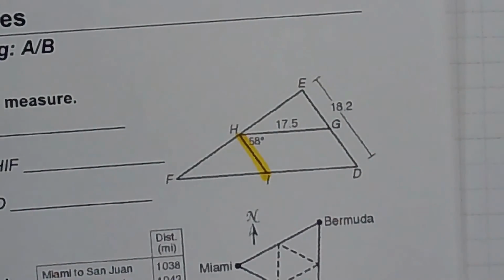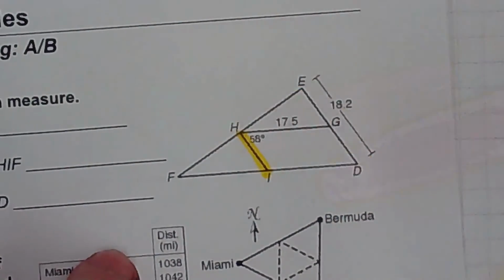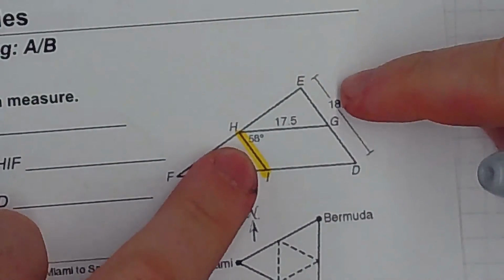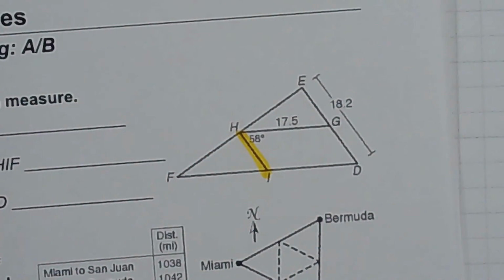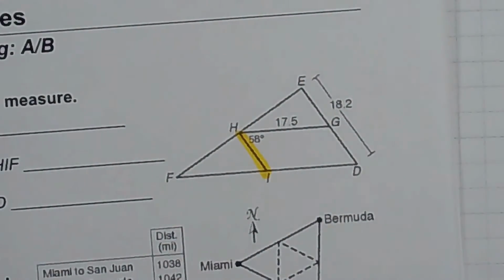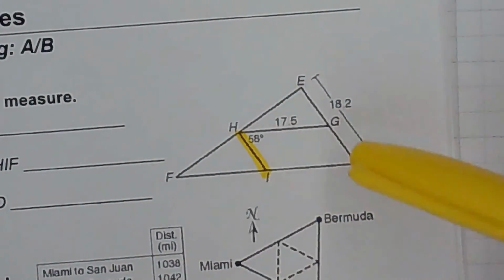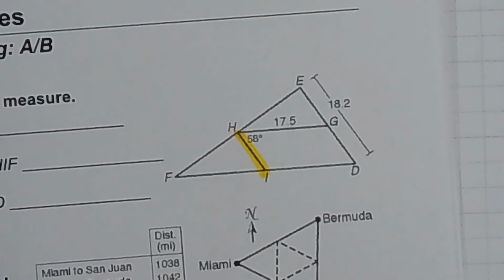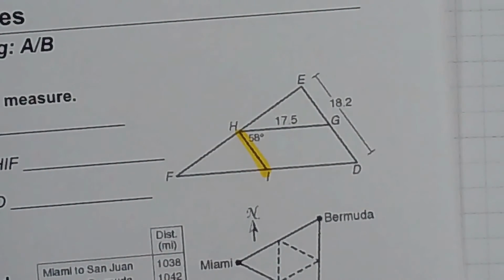That is HI. If we knew that was a mid-segment, it should be half of this, right? Is there any way to prove that this is a mid-segment right here? Remember, mid-segments are parallel, and they're also half the length. We don't know the length. How do we know it's parallel? Because they look like they are.